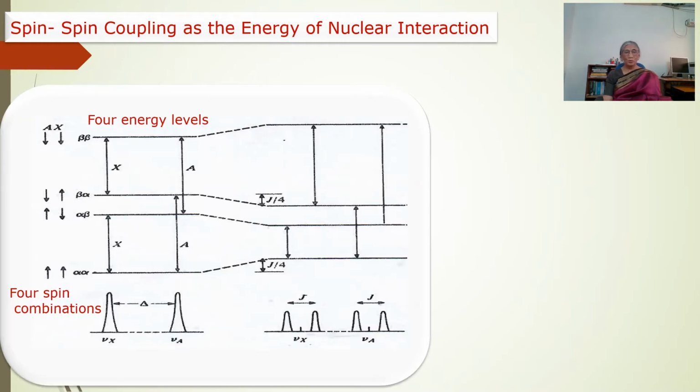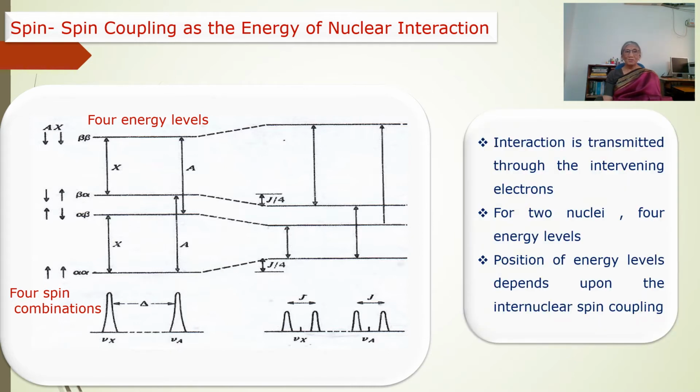There are two nuclei A and X, and their spin is represented by alpha, that is the up spin, and beta, that is the down spin. Because of their spin combination, 4 energy levels are created, which are represented by alpha alpha, alpha beta, beta alpha, and beta beta.